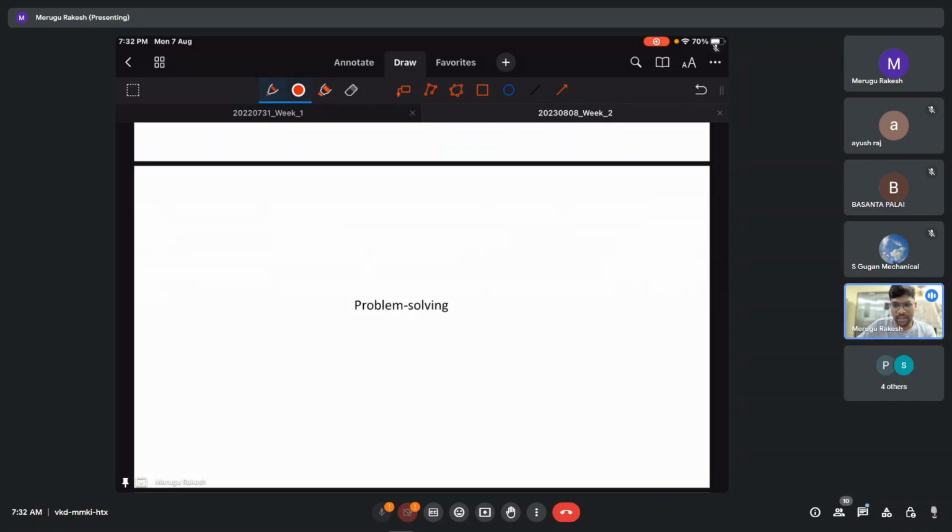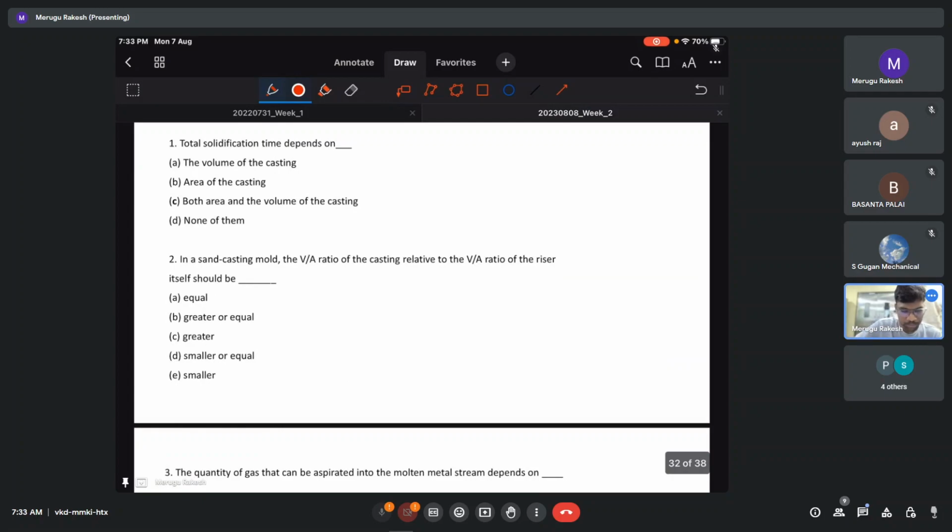There will be some other options given. For example, they can give you the solidification time and the mold constant, and then you can ask for the diameter. Okay, so unless something is given, you cannot solve the question. Okay, let us start.